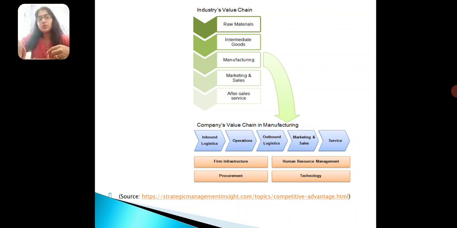Then intermediate goods. So not just the raw materials, you need a whole lot of other supportive intermediate goods which may not be part of the final product, but are used in the process of production. So how are you procuring them? Again, same thing, the supplier, the logistics, the quantity in which you are buying, all that matters.